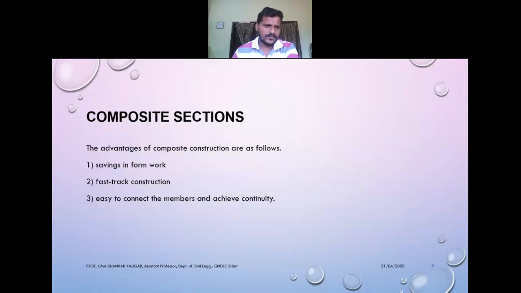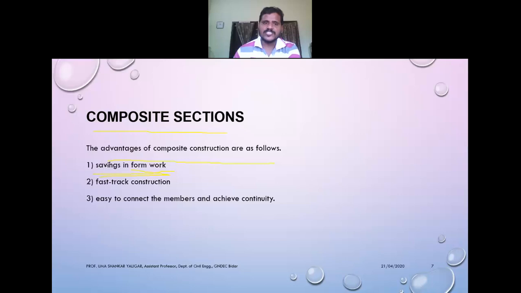Now, what are the advantages of composite sections? The most important advantage is the savings in formwork, because whenever you have the bottom girder or the I section support, it will act as a support or formwork for your top flange. In the previous example we saw that the U-shaped girder is acting as the formwork for the top flange. That's why we can save some amount, as we are using the precast web member as the formwork.